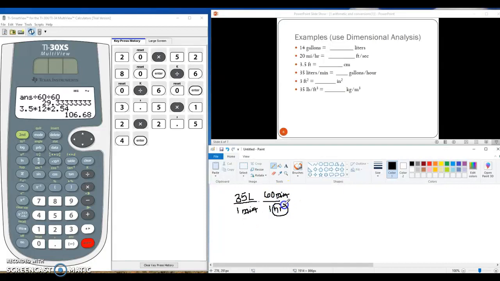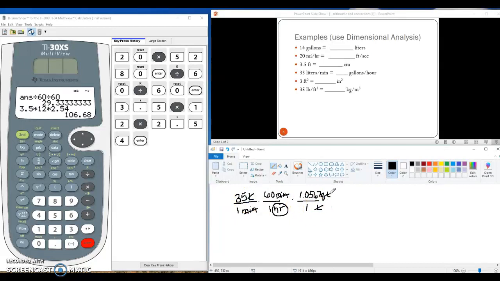Hours is the label that I want. Now I have to cancel liters. Because it was on the top of my fraction, I know that it has to go on the bottom. And this is where I have to look through the conversions on the back of my pre-lecture notes. So I find 1 liter is 1.0567 quarts. And that allows me to cancel the label of liters.